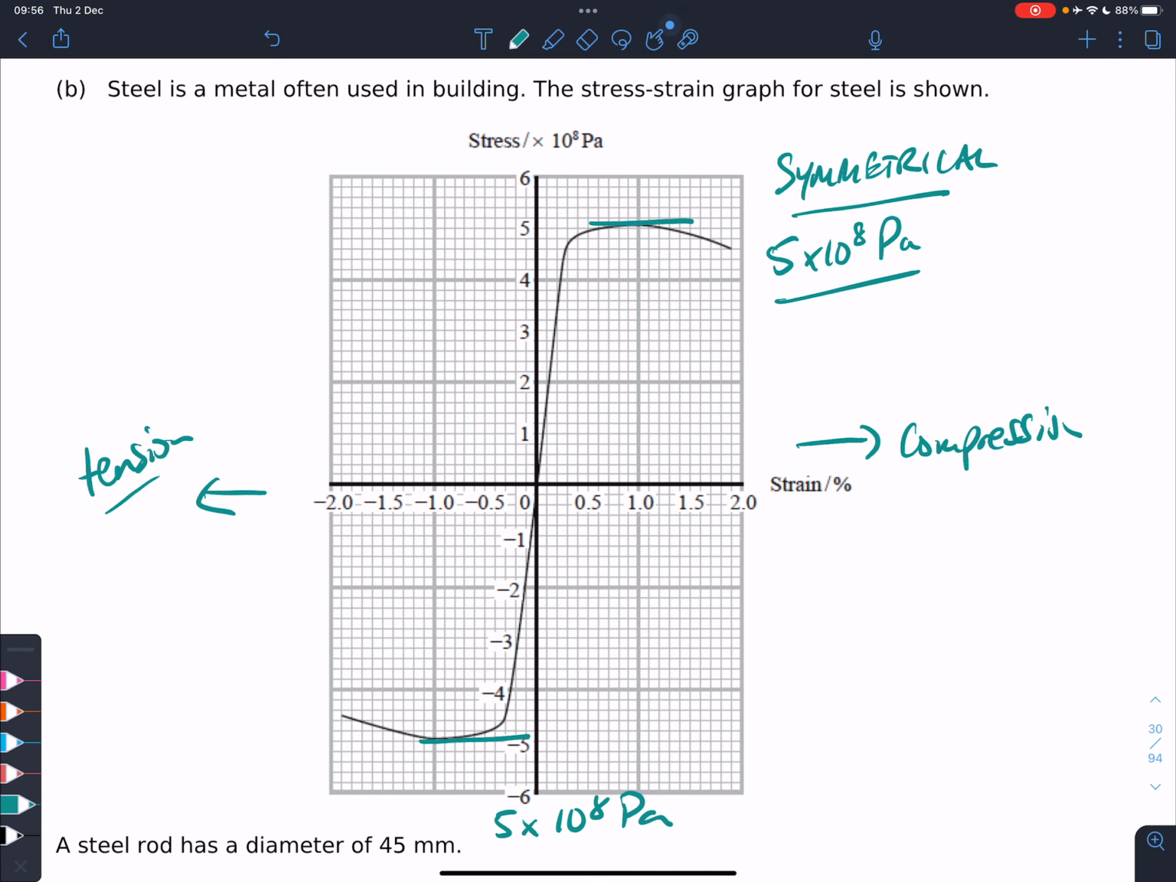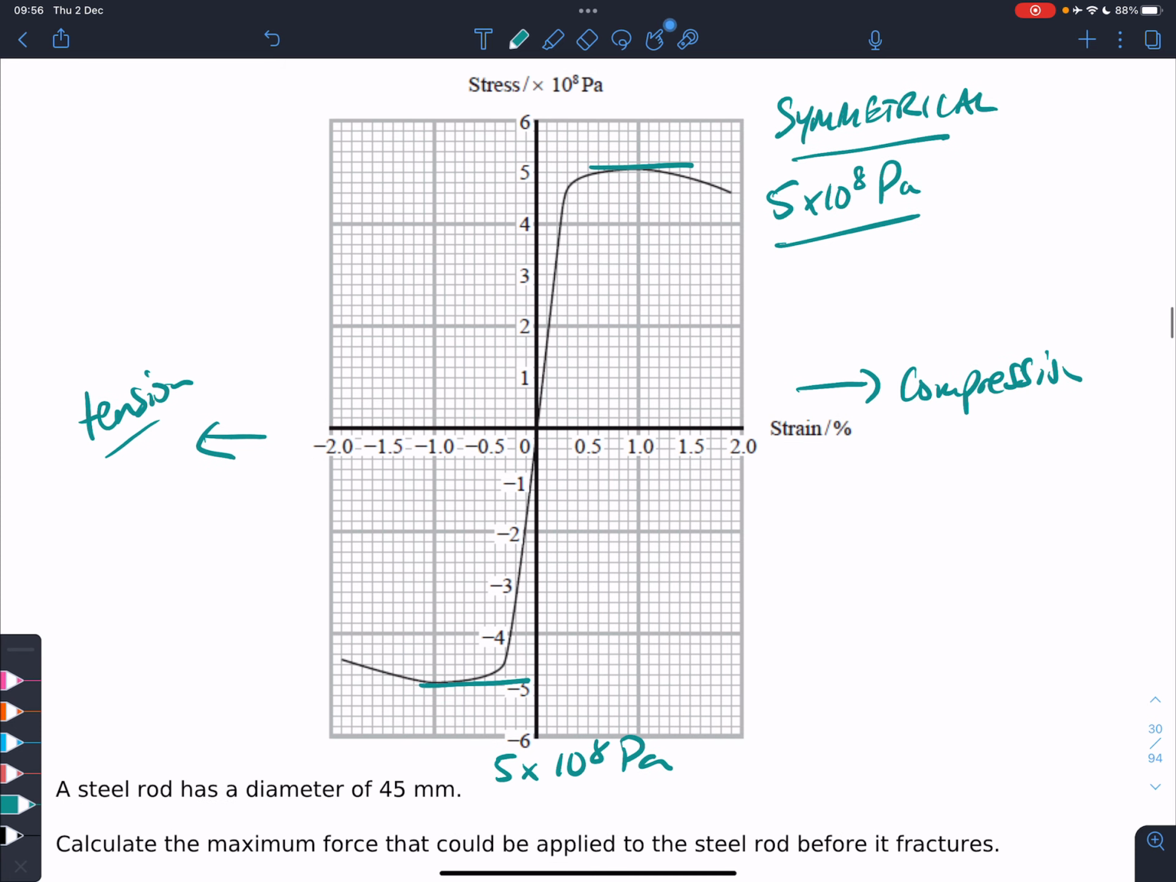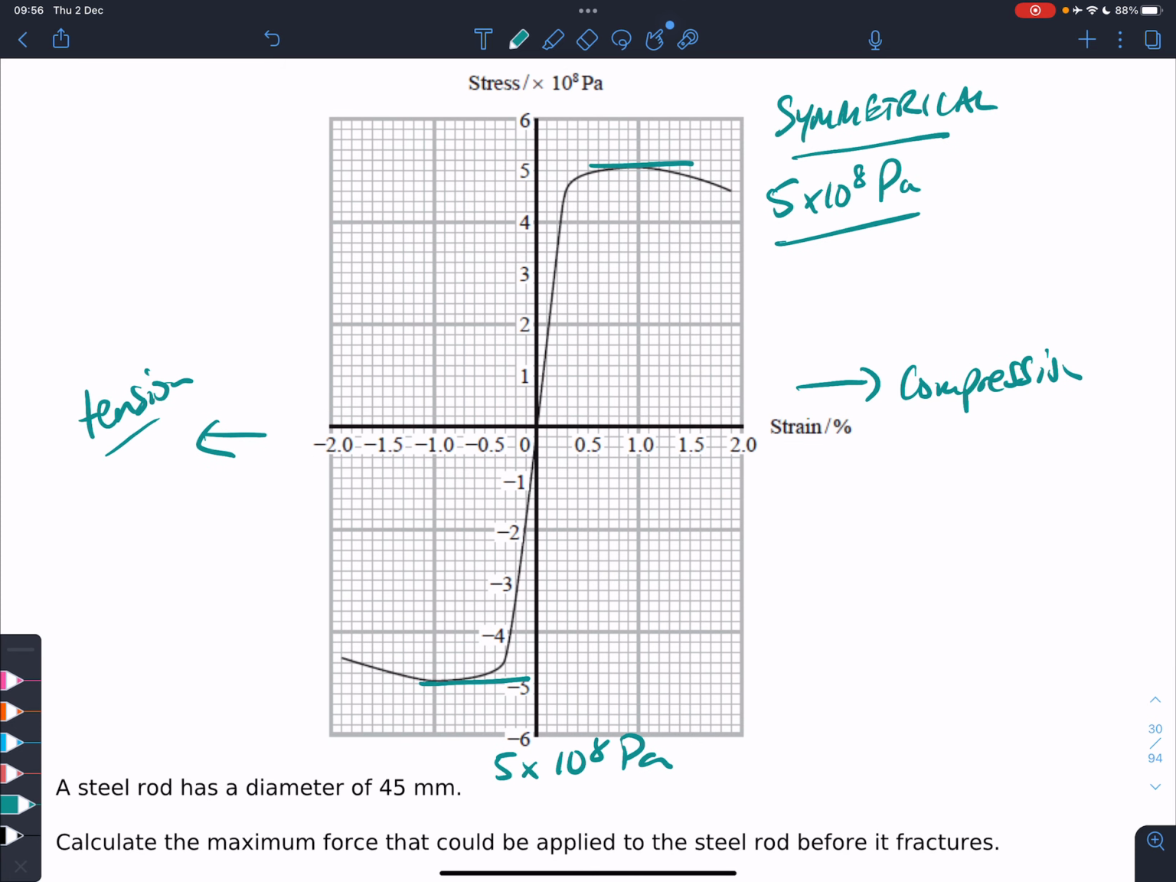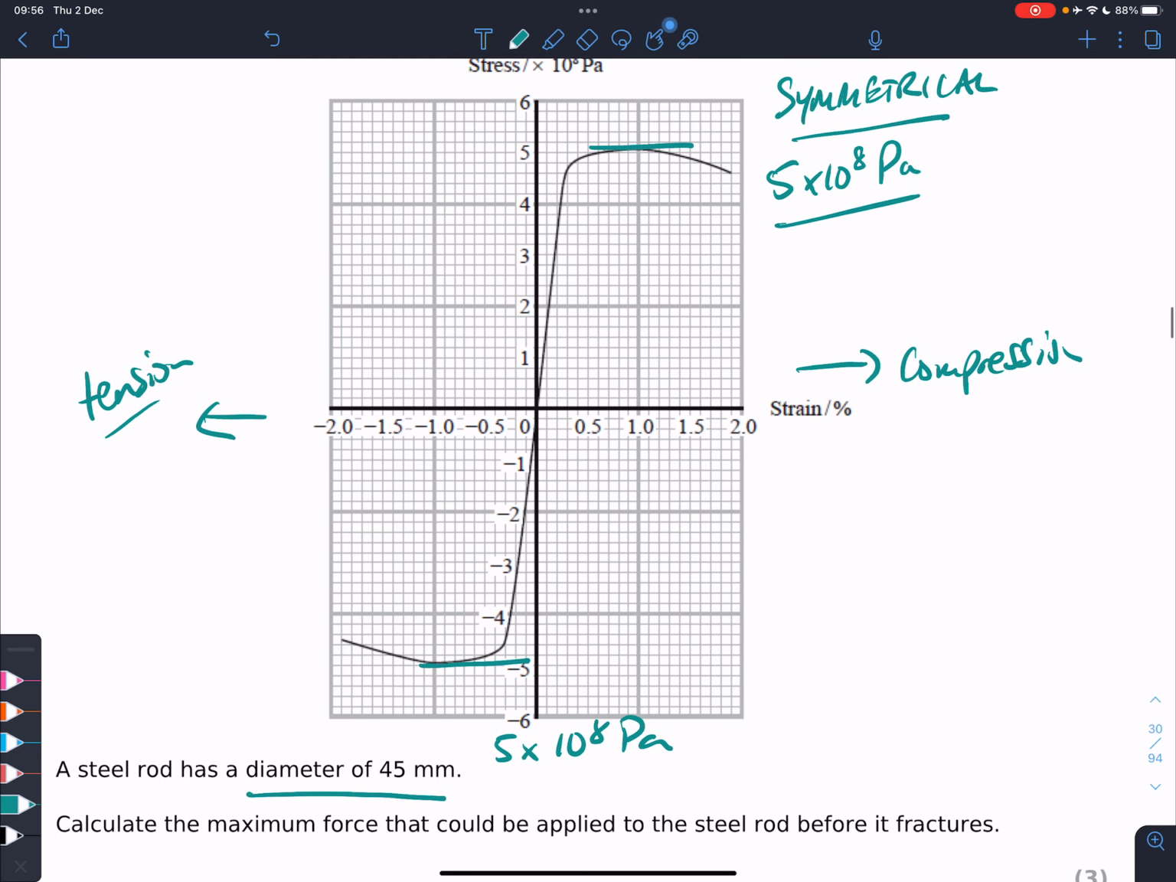So what are they asking in this one? A steel rod has a diameter of 45 millimeters. So they're going to be asking us to do some calculations and calculate the maximum force that could be applied to the steel rod before it fractures.